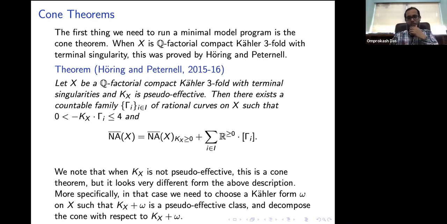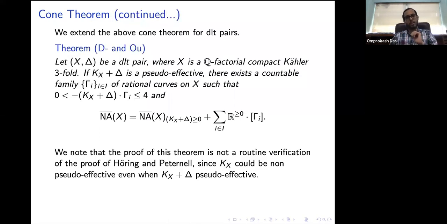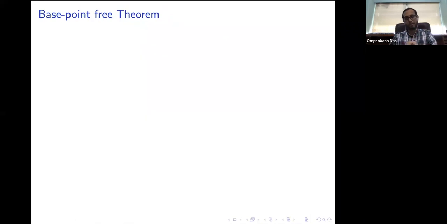So I'm going to focus mainly in this talk on how you overcome the base point free theorem. That is the main thing that I want to talk about today. Okay, not the bend and break part. I'm assuming the cone theorem there is. I'm not going to say anything more about that. So I'm going to focus on the base point free theorem.